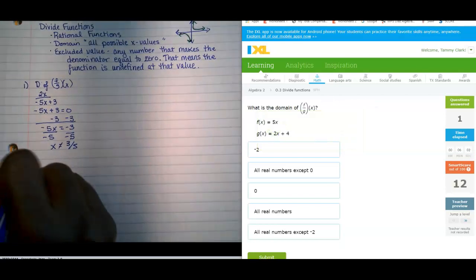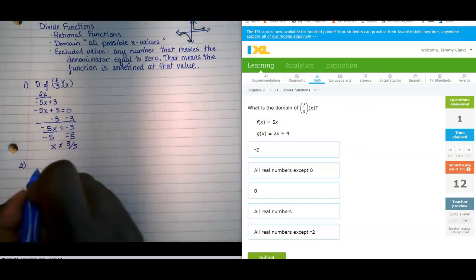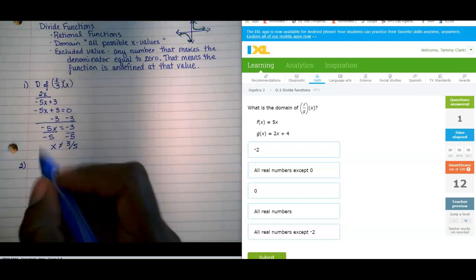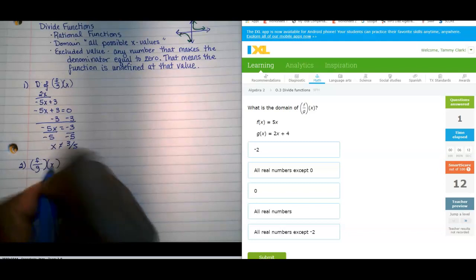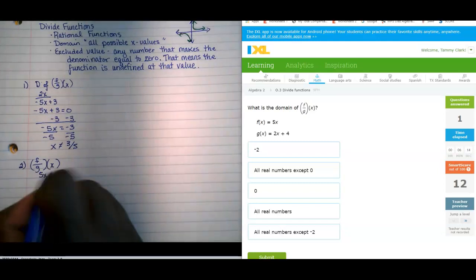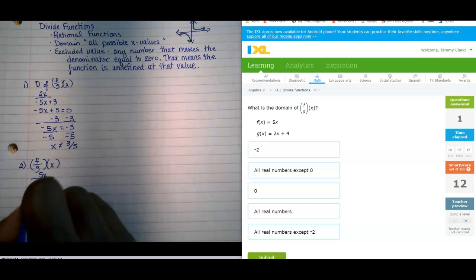All right, let's look at number 2. So we're saying, what is the domain of f of x divided by g of x? F of x is going to be 5x divided by 2x plus 4.